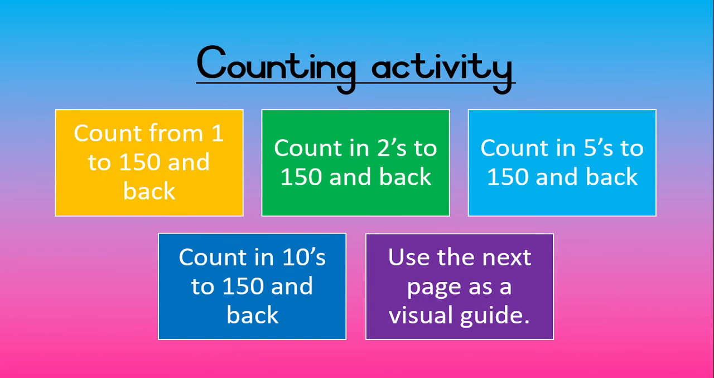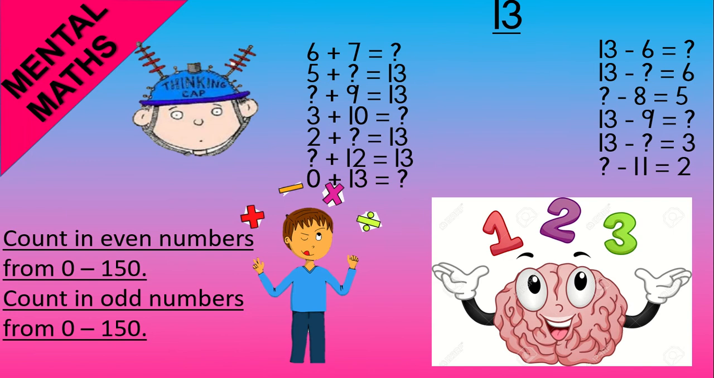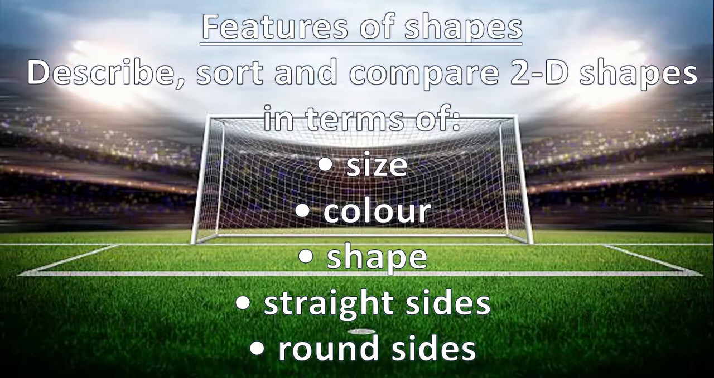For today's counting activity, please make use of the following prompts and do the counting activity. We are counting to 150 today. Please pause this page as the children do the counting activity. For the mental maths, please only allocate 1 minute for the number bonds of 13, then count in even numbers from 0 to 150 and count in odd numbers from 0 to 150.